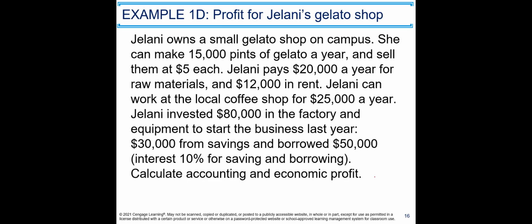Let's see this example. Jelani owns a small gelato shop on campus. She can make 15,000 pints of gelato a year and sell them at $5 each. Jelani pays $20,000 a year for raw materials and $12,000 in rent. Jelani can work at the local coffee shop for $25,000 a year. Jelani invested $80,000 in the factory and equipment to start the business last year, $30,000 from savings and borrowed $50,000, and the interest rate is 10% for both saving and borrowing. Calculate accounting and economic profit.